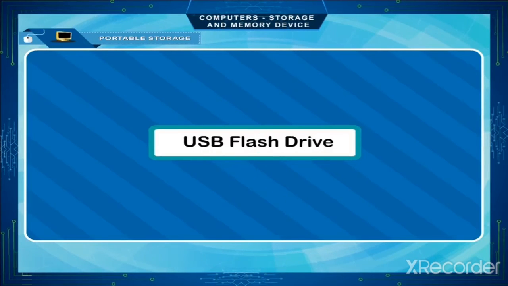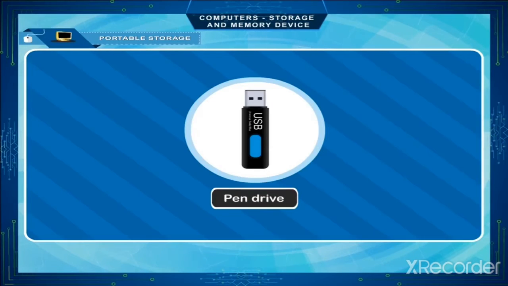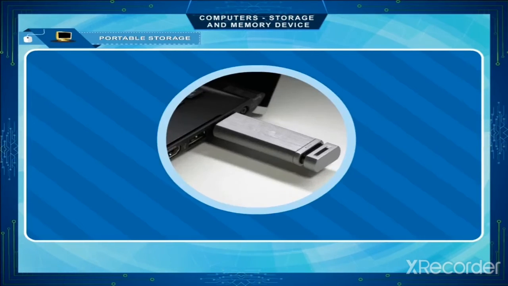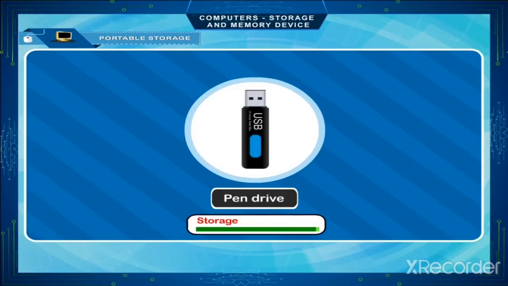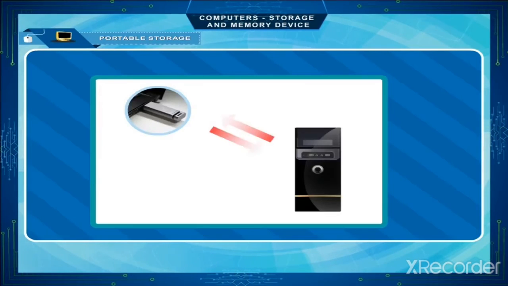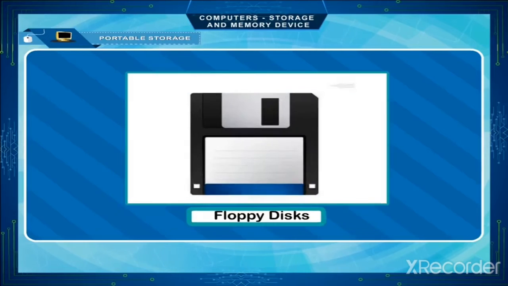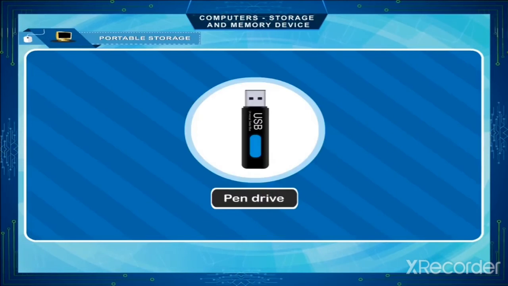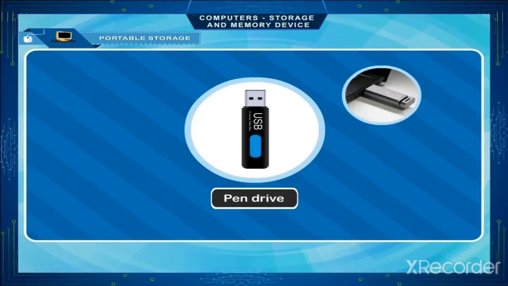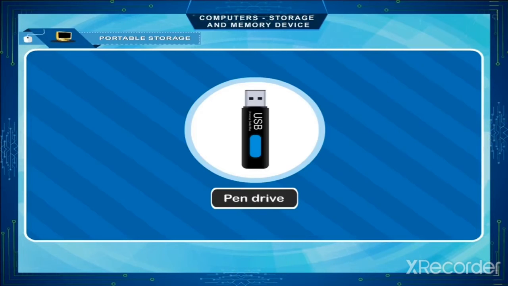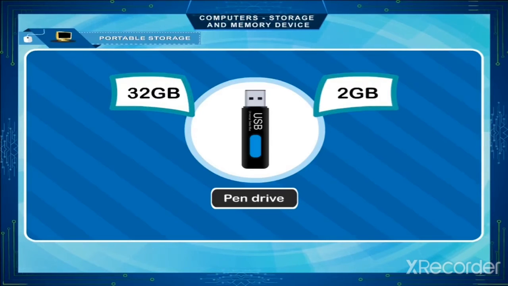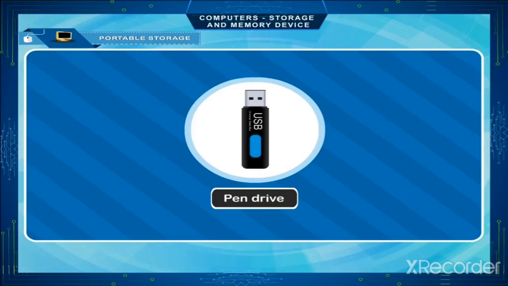USB flash drive. It is popularly known as pen drive. It is a plug-and-play device used for copying and moving data from one computer to another. It has replaced floppy disks as it is very small, lightweight and a rewritable device. It can be attached to any USB port and has a storage capacity ranging from 2 GB to 32 GB or more. Flash drives are smaller, faster and more reliable.